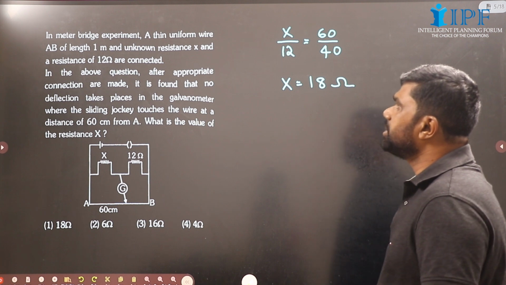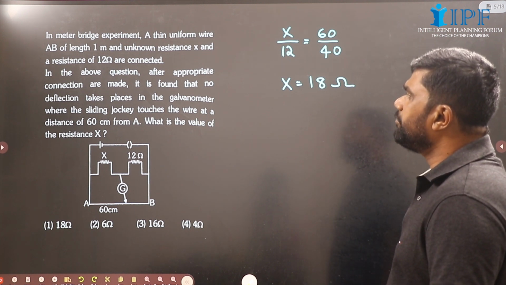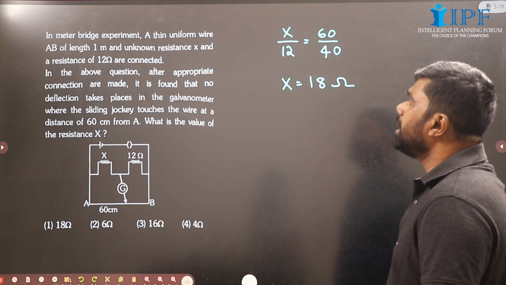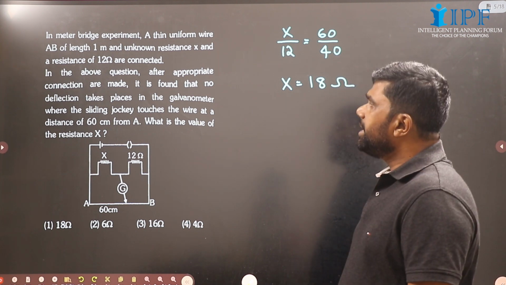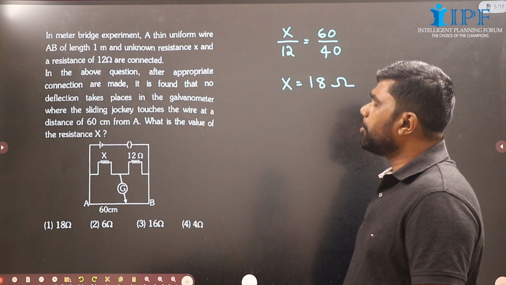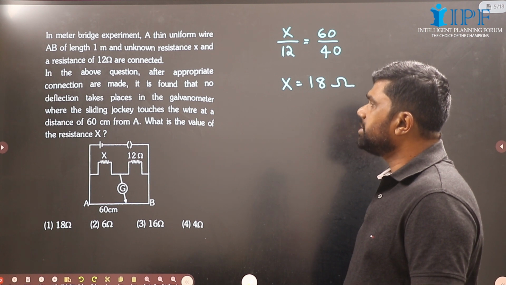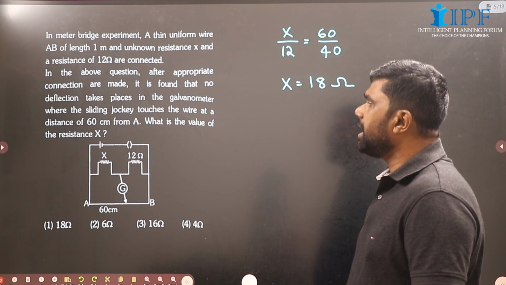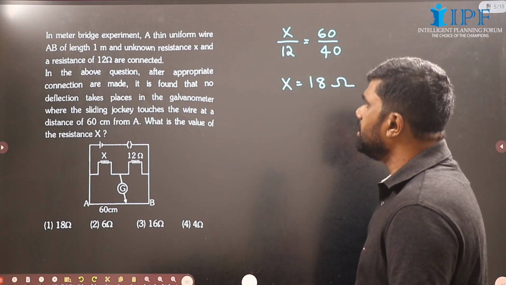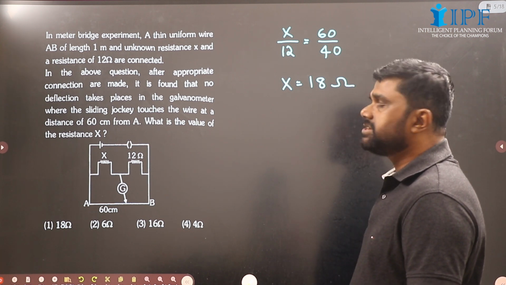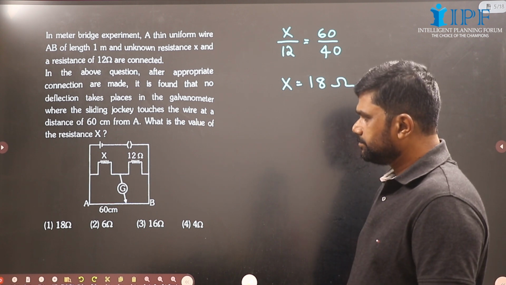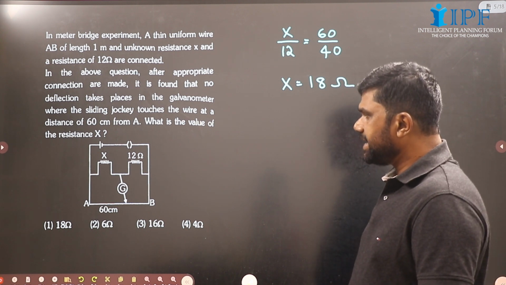A meter bridge experiment. A thin uniform wire AB of length 1 meter and unknown resistance X and a resistance of 12 ohm are connected. In the above question, after appropriate connections are made, it's found that no deflection takes place in the galvanometer when the sliding jockey touches the wire at a distance of 60 cm from A. What's the value of resistance X?